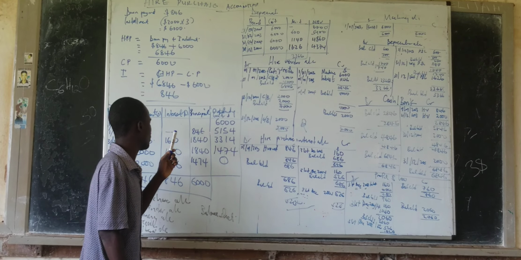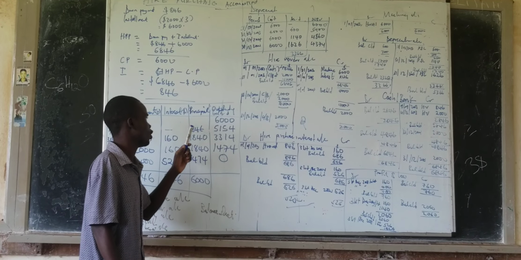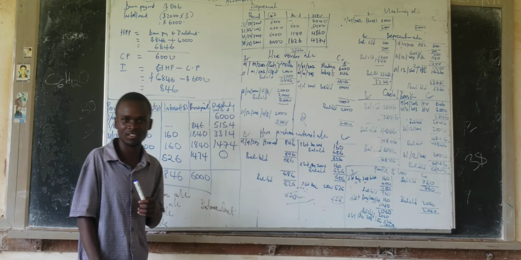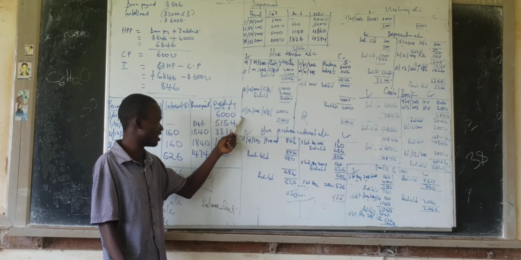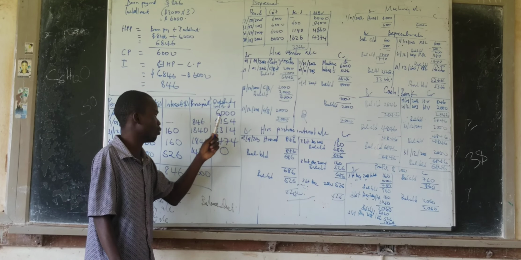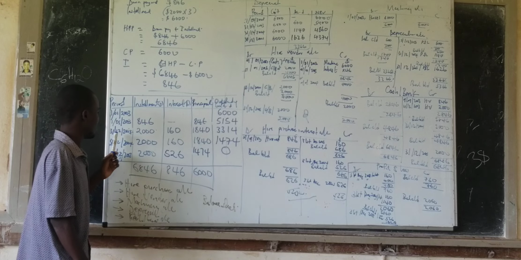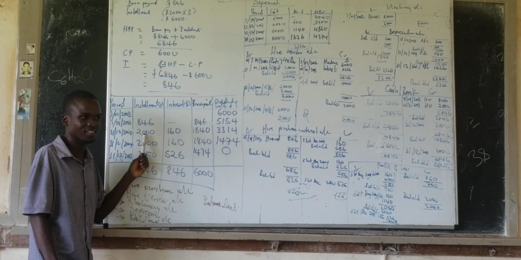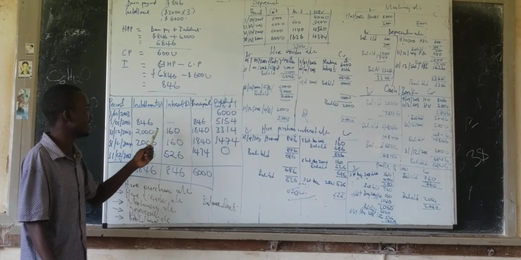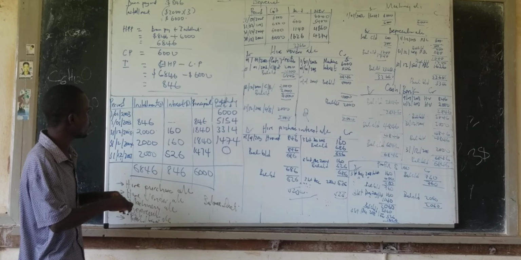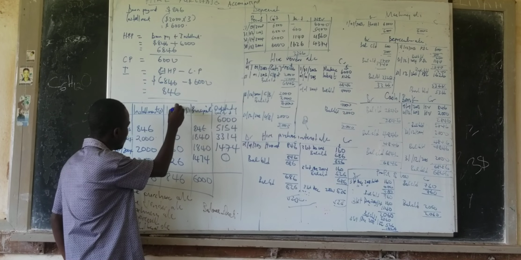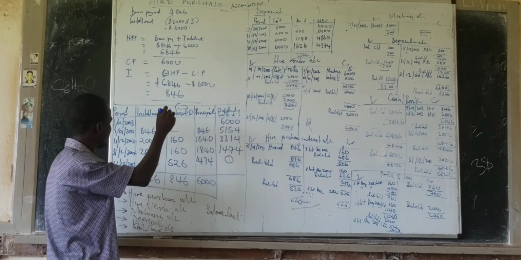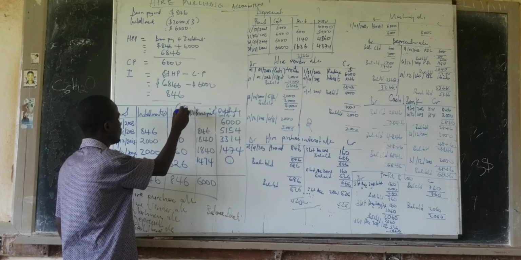And of course the principal equals the installment minus the interest, which is 846. So what's the outstanding balance? The outstanding balance is always given by the cash price minus the principal. Then on 31st December 2003, he paid this installment. But within this installment there is interest, and our interest was not 10%, it was 8%.